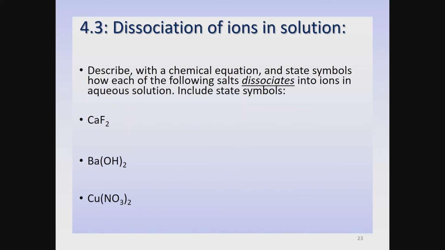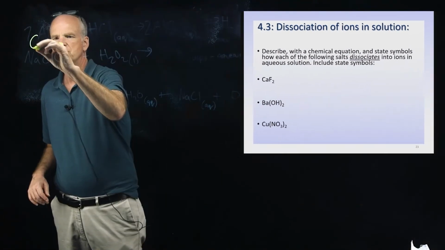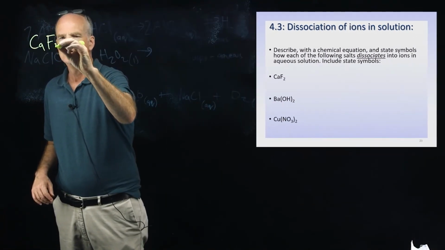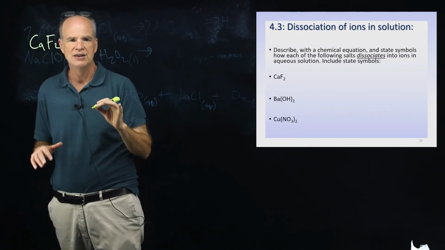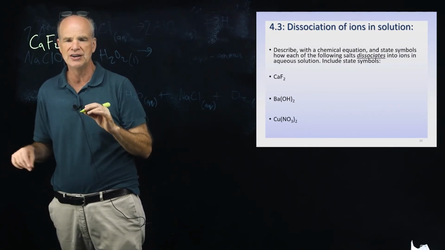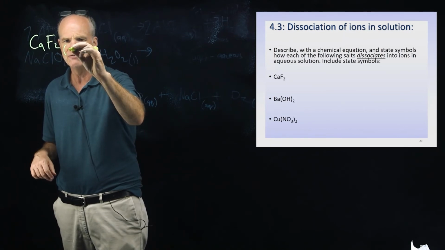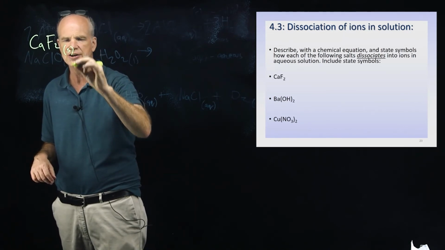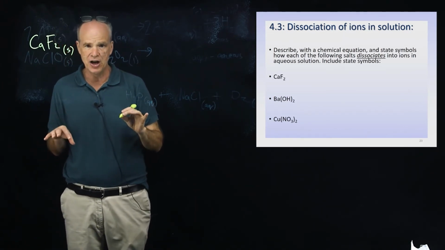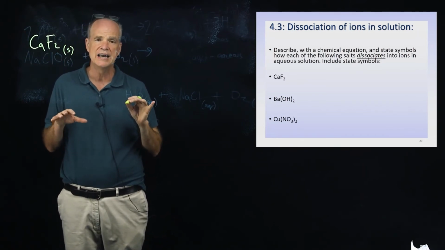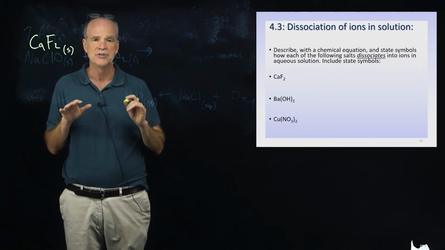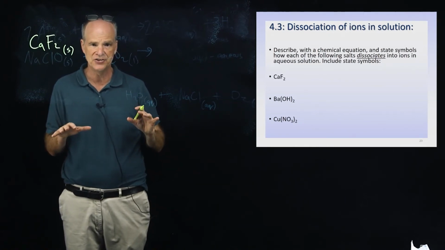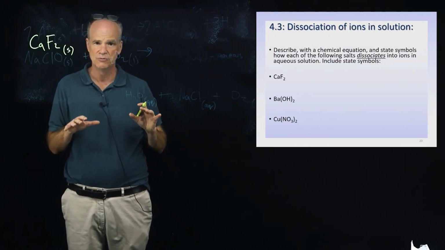Okay, so let's say you have calcium fluoride. And let's say you dissolve this in water. First off, the calcium fluoride is a solid salt, and so we can indicate that with a state symbol by putting an S here. Now, you're going to dissolve it in water. Can you write a correct chemical equation to describe the separation of the calcium and the fluoride ions in water?